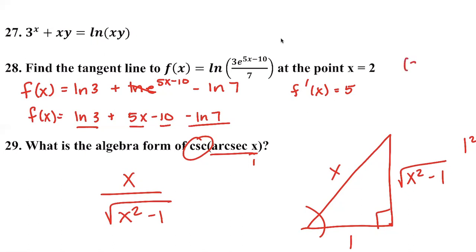Now it gives you the x value, but it doesn't give you the y value. So you actually have to put this 2 into here to find the y value. If you plug 2 in there, you get 5 times 2, which is 10. 10 minus 10 is 0. e to the 0 is what? 1. So then it's just 3/7.